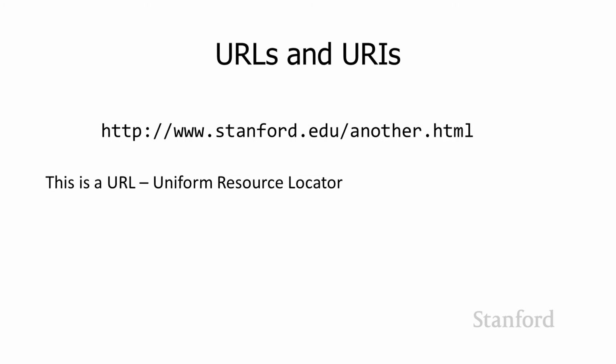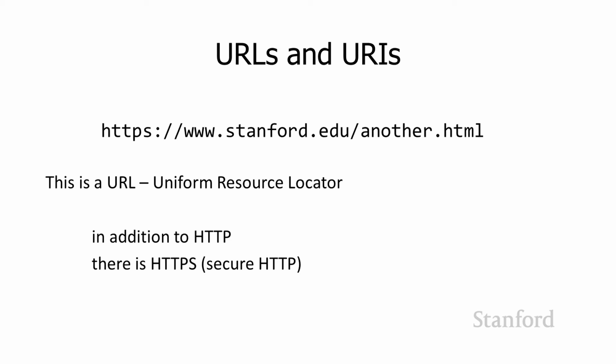Okay, now this thing that we've been typing here, http://www.stanford.edu/another.html, is what's referred to as a URL, or a uniform resource locator. It turns out that there's a second version of this where instead of using HTTP, you use HTTPS. This is a secure version of HTTP. We'll be talking about it in much more detail when we spend our week talking about computer security a little bit later on down the line.